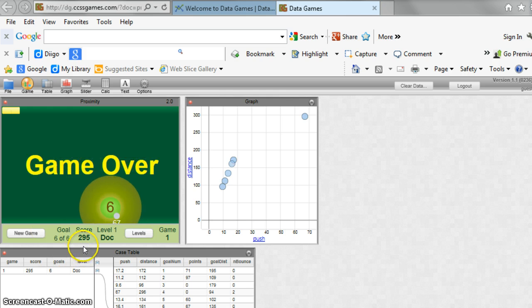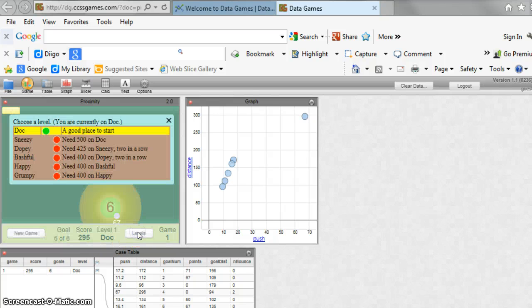Now I scored 295 points on this first level, Dock. If I click on the levels button, I see the next levels. At Sneezy, I need 500 points on Dock to open it. For Dopey, I need 425 points on Sneezy 2 times in a row. That's our goal for today. We're going to try to open the Dopey level.